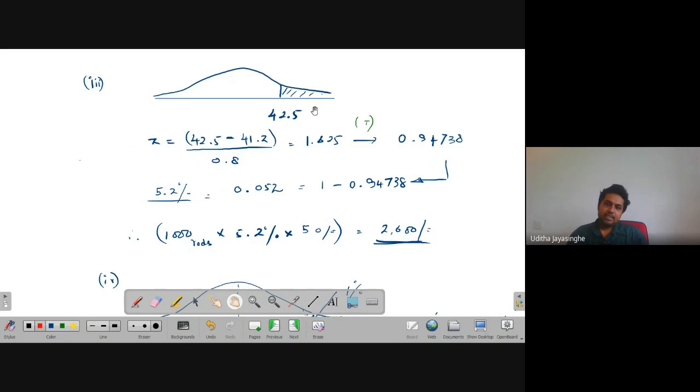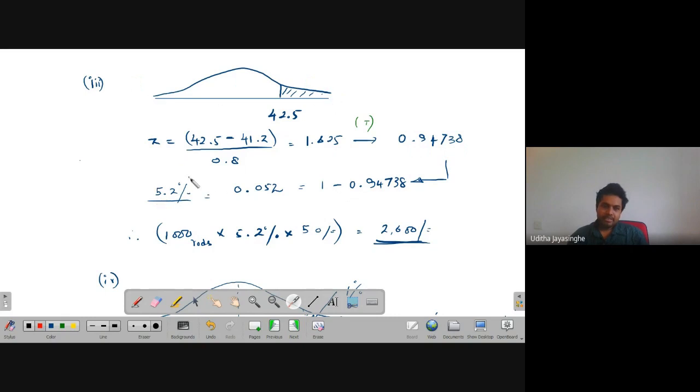So simply, I just apply again the Z tables by calculating the Z value. 42.5 minus 41.2, my average, divided by standard deviation. I'm going to get the Z value as 1.625. From the tables, I get the value as 94.7%. 94.7% is this area. The other side is 5.2%.